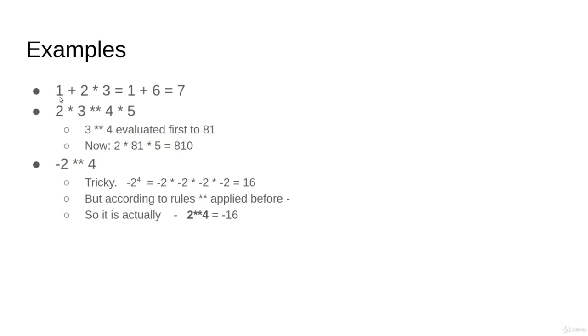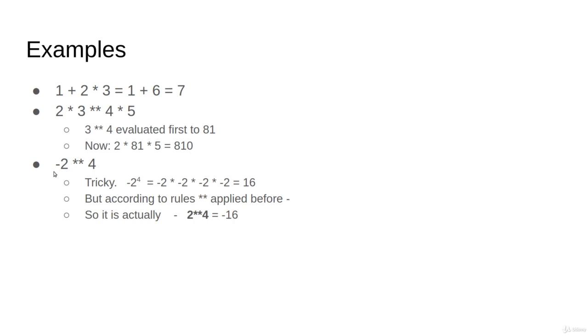If I say something like 1 plus 2 times 3, then we know from the rules that the multiplication is first. So we multiply 2 times 3 to get 6, and then we add 1 to get 7. Next, 2 times 3 to the power 4 times 5. We know the power is higher in priority. So 3 to the power 4 is evaluated first to 81. Now the expression is 2 times 81 times 5, which equals 810.